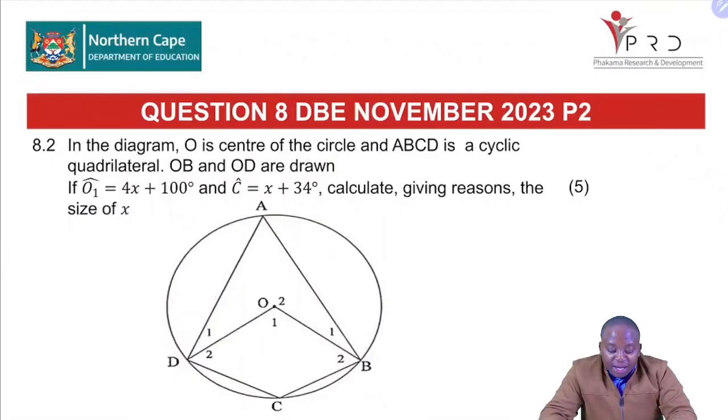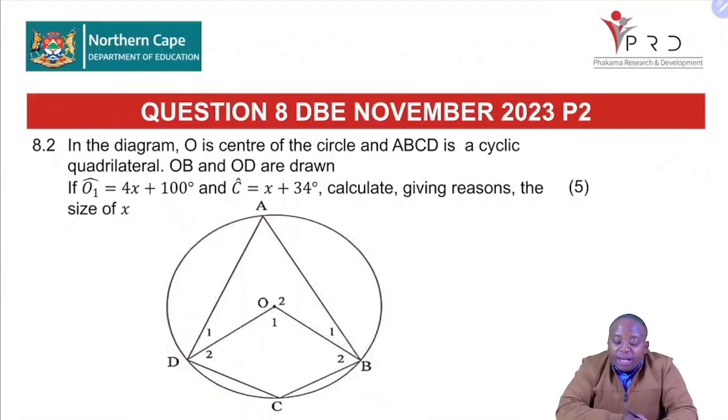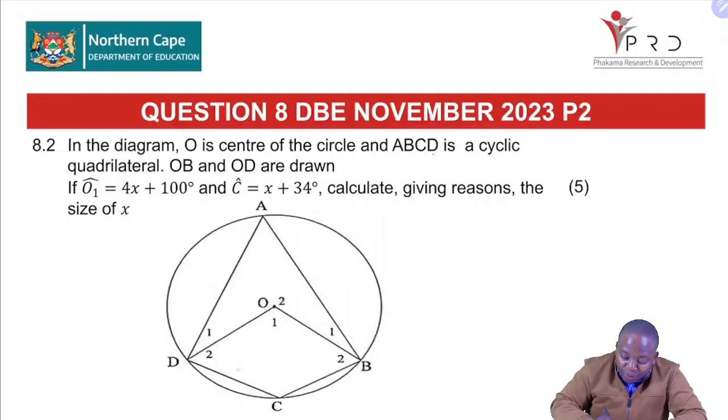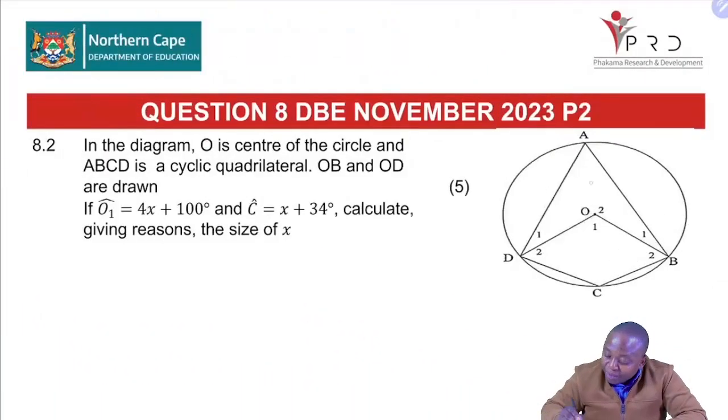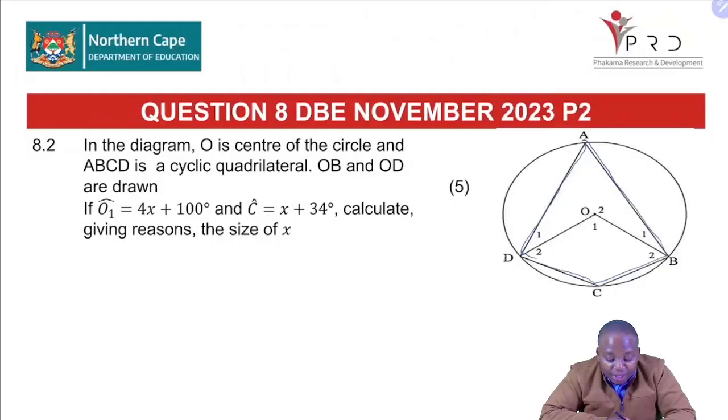Welcome back, grade 12. Let us look at 8.2. In 8.2, we are told that in the diagram, O is the center of the circle, and ABCD is a cyclic quad. Even if they did not mention that it is a cyclic quad, we must remember that these are 4 points on a circumference. They're going to give us a cyclic quad.